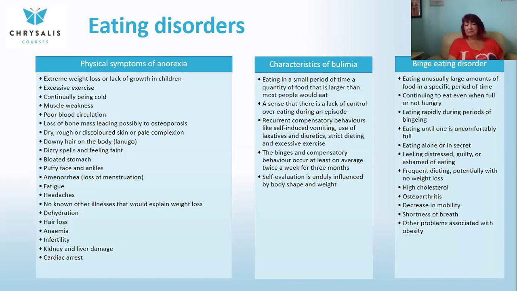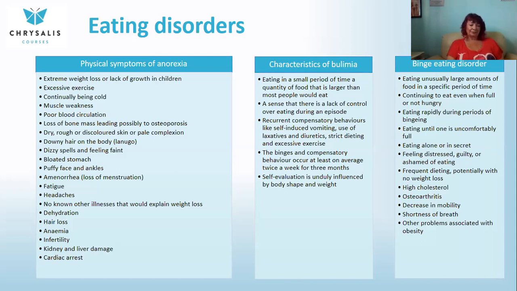And they might have all sorts of other illnesses as well because their immune system will be low. They might be dehydrated, lose their hair, have anemia. They could become infertile and can actually damage their kidneys, liver, and their heart. So clearly, it's a very difficult illness to deal with.